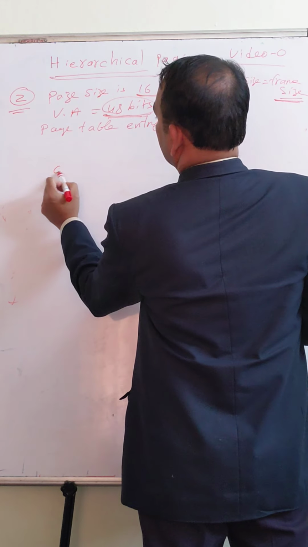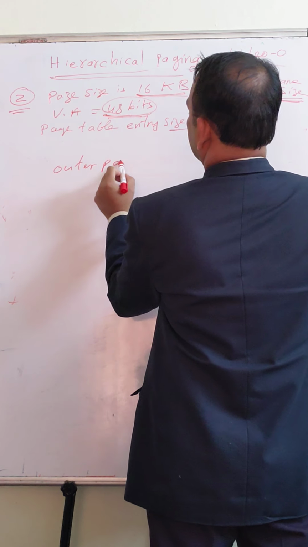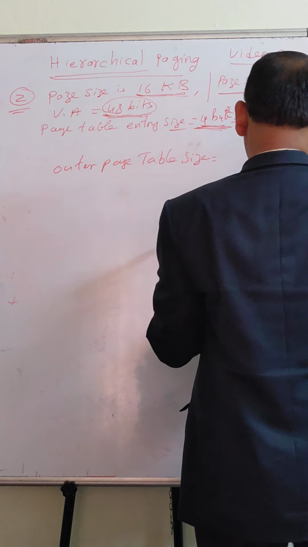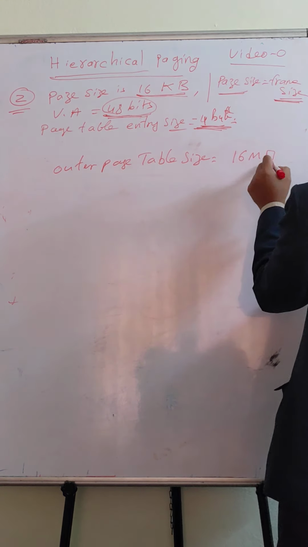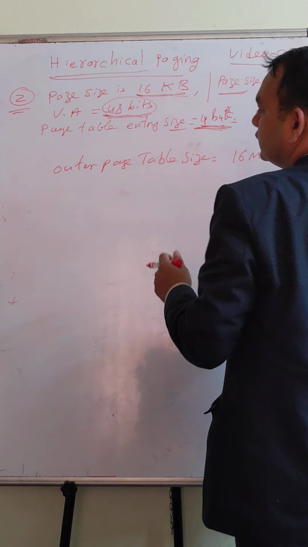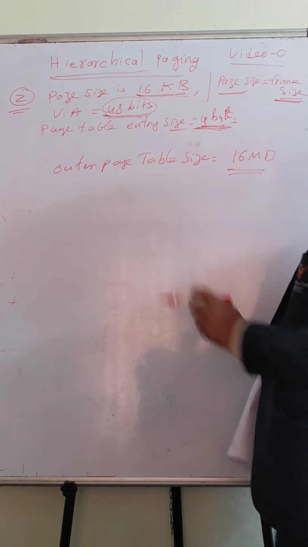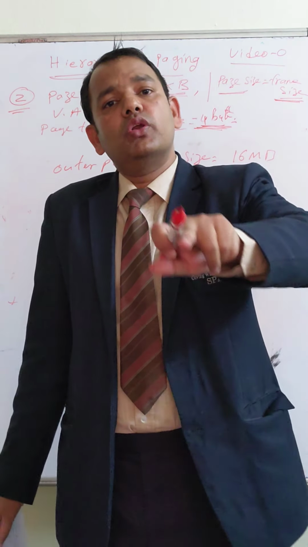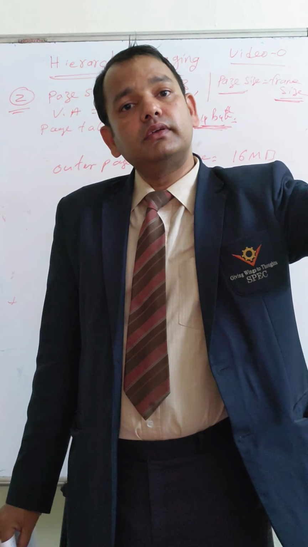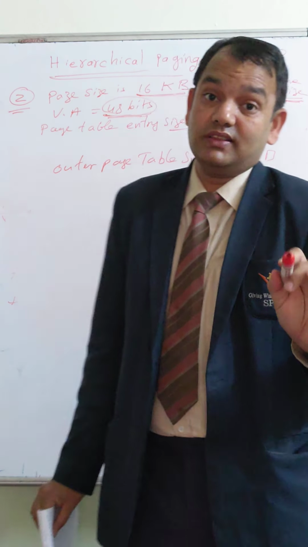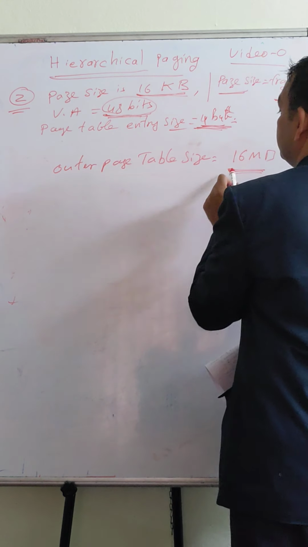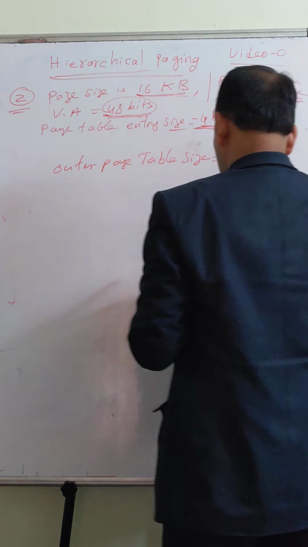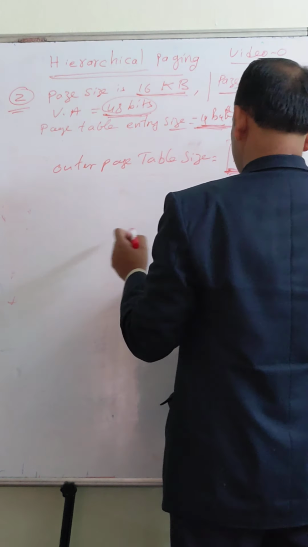The outer page table size is, my dear friends, 16 MB. We calculated that just now. This is so big, we'll divide it into pages. These pages we'll store again in outer page table 2. This is a huge, very big table, so again we need to divide it into pages. Let us see how. The number of pages of the outer page table.